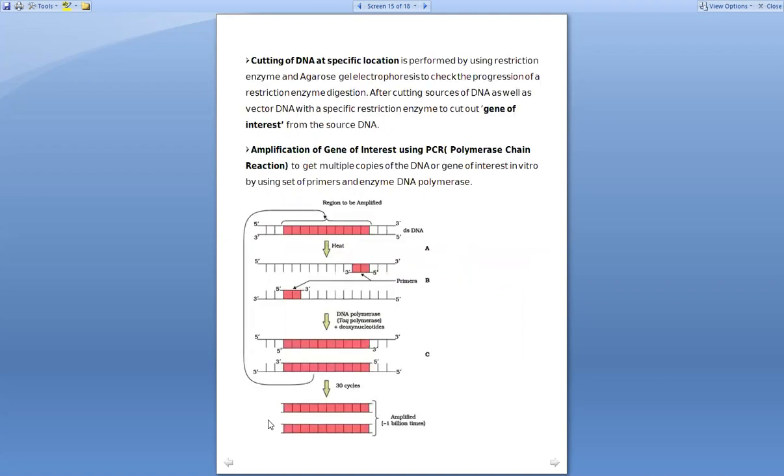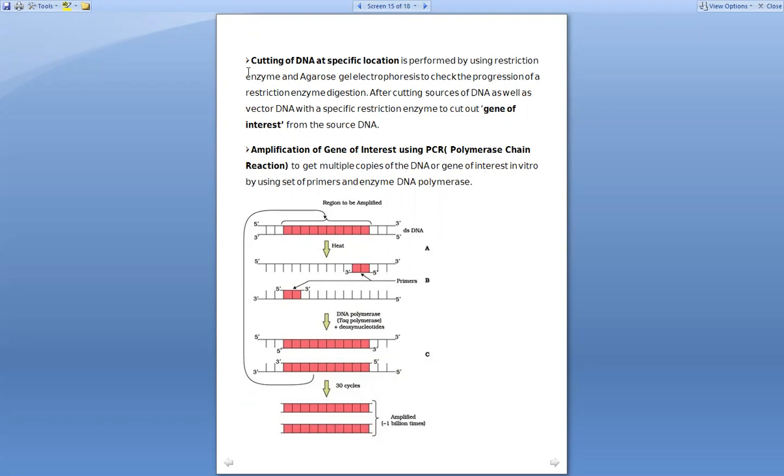Next is the second step, that is the cutting of DNA at specific location, right? Now this is carried out by the restriction enzymes, and then the gel electrophoresis is carried out to check the progression of the restriction enzyme digestion. So here when we are cutting the DNA at specific locations, we are using the molecular scissors, or we can say the restriction enzymes. Here the restriction endonuclease enzymes are being used to cut the DNA as well as the gene of interest, right? So the particular cutting of DNA takes place, and it forms small fragments.